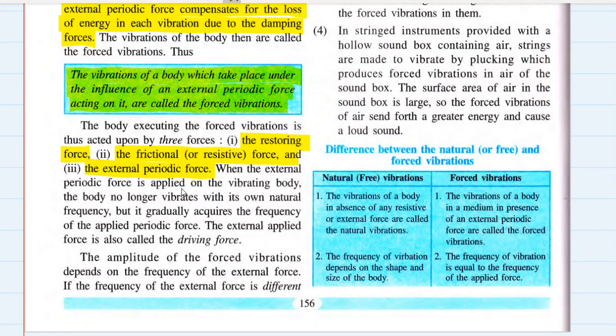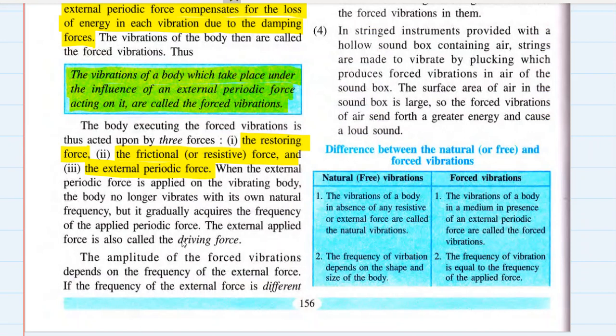So this is forced vibration. When the external periodic force is applied on the vibrating body, the body no longer vibrates with its own natural frequency, but it gradually acquires the frequency of the applied periodic force. The external applied force is also called driving force.